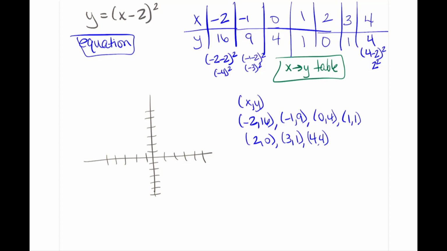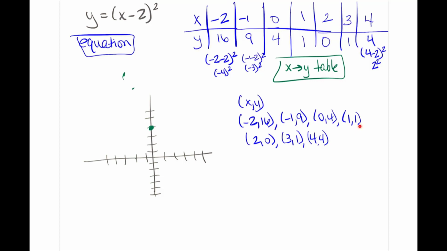So now that I have my coordinate points, I can now plot those on my graph, right? So let's start with (-2, 16). That's really going to be way up here off of the chart, right? (-1, 9), that one too is still way up there off of what we graphed. The third one was (0, 4), so X is 0, Y is 4, so I'm going to go up 1, 2, 3, 4, and I can put that one right there, right?